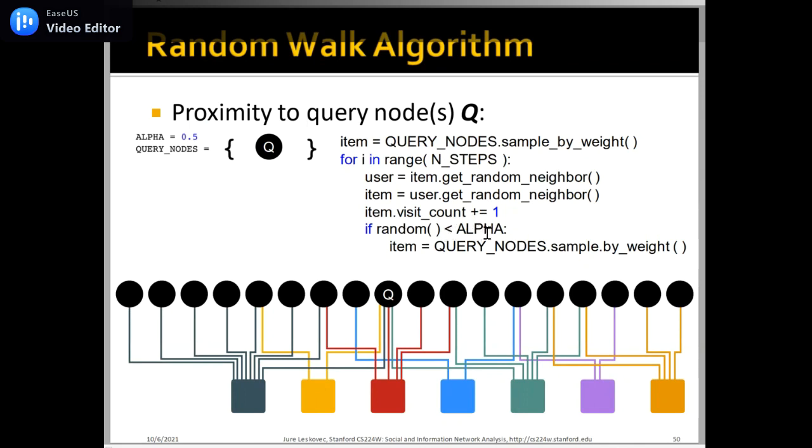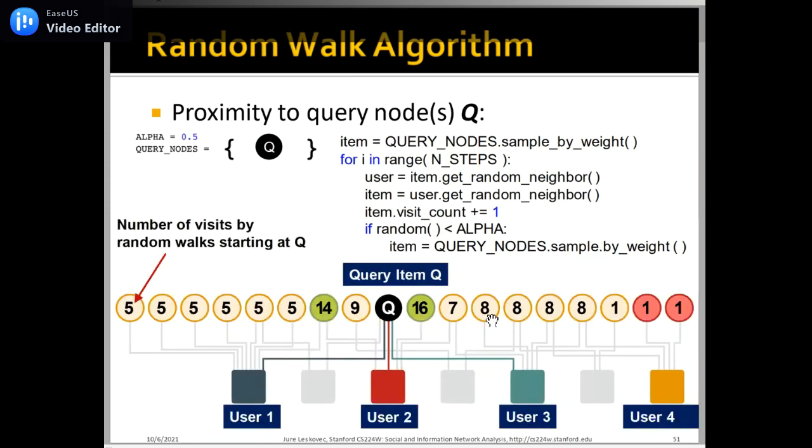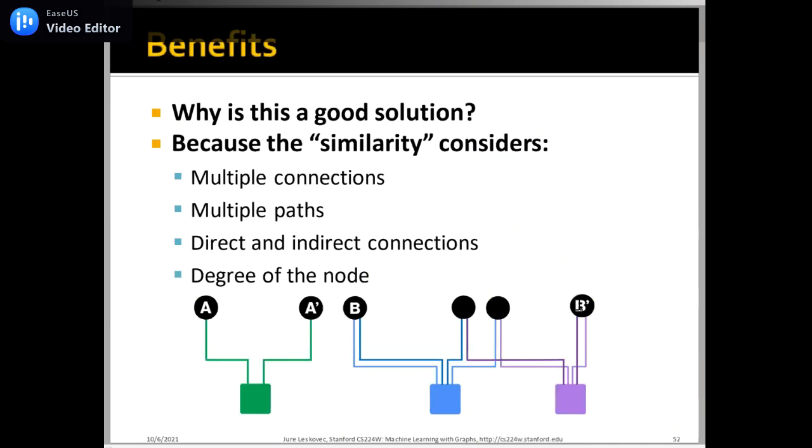And then with probability alpha, we will jump back to the original item. So with probability 1 minus alpha, we just continue this iteration. We will hop between user and item over and over again. But with probability alpha, we will restart from one node in the query nodes. So we get Q again, and then continue the process.